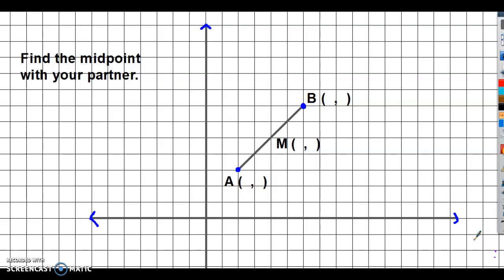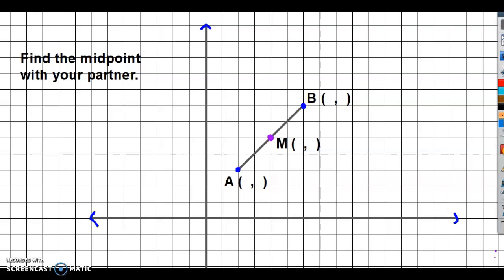So find the midpoint with your partner. Midpoint, think about what that word could possibly mean. If we were in class, we'd have a discussion about it, but we're not. Midpoint, a point in the middle. And we usually use a capital letter M. So that is right here in purple.